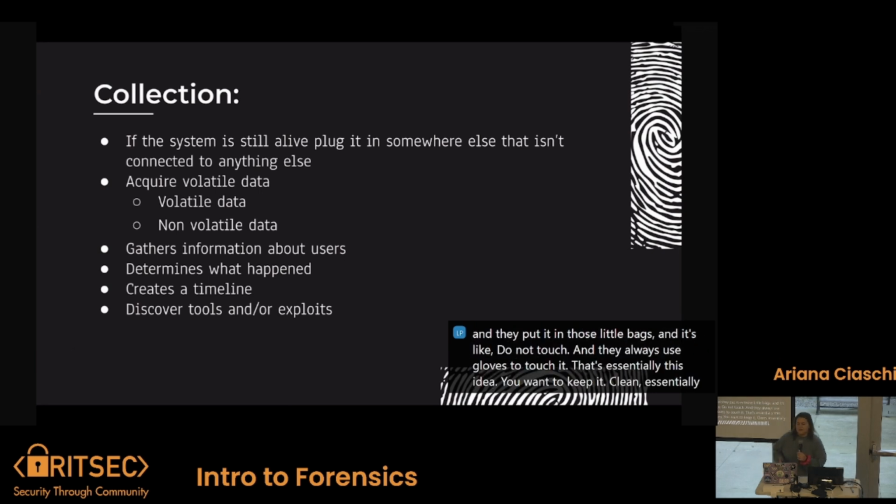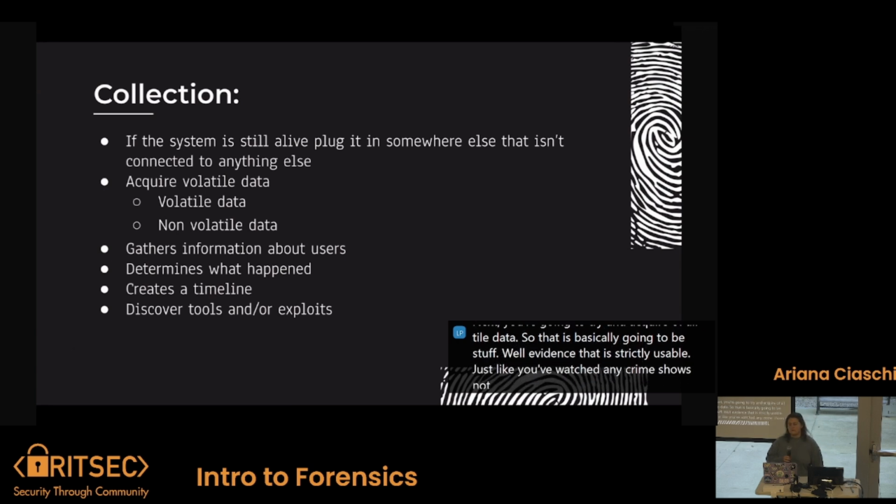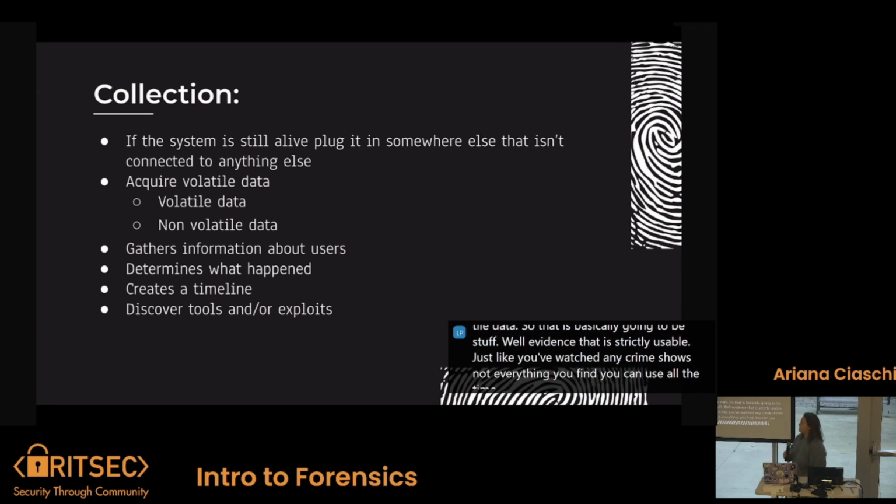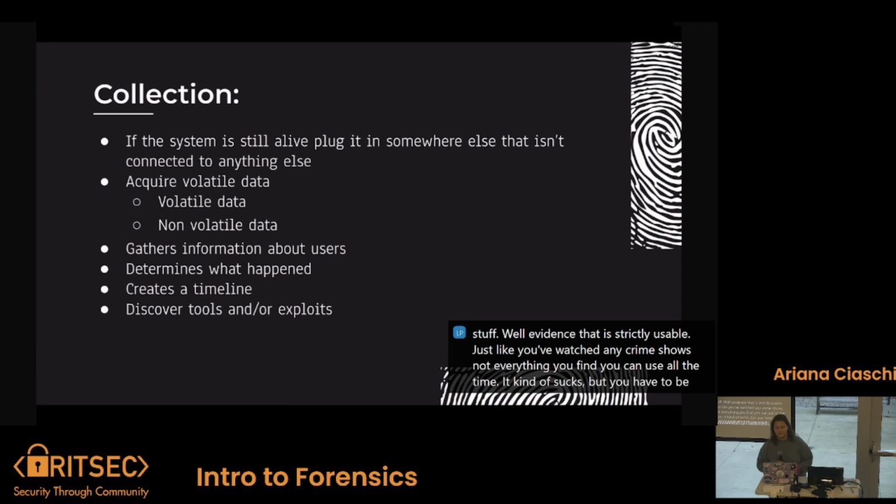Next, you're going to try and acquire volatile data. So that is basically going to be stuff, well, evidence that is strictly usable. Just like you've watched any crime shows, not everything you find you can use all the time. It kind of sucks, but you have to be direct with it.